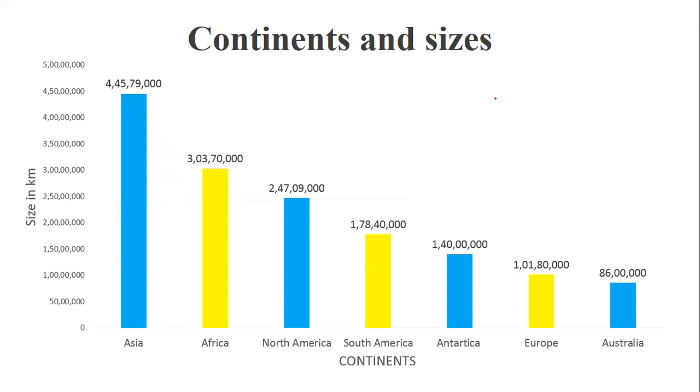North America size is 2 crore 47 lakhs 9,000. South America size is 1 crore 78 lakhs 40,000. Antarctica size is 1 crore 40 lakhs. Europe size is 1 crore 1 lakh 80,000. Australia size is 86 lakhs and is the smallest continent in the world.